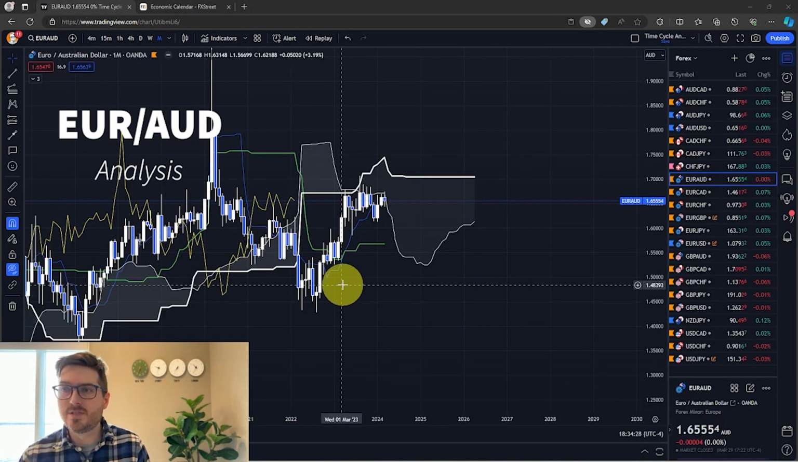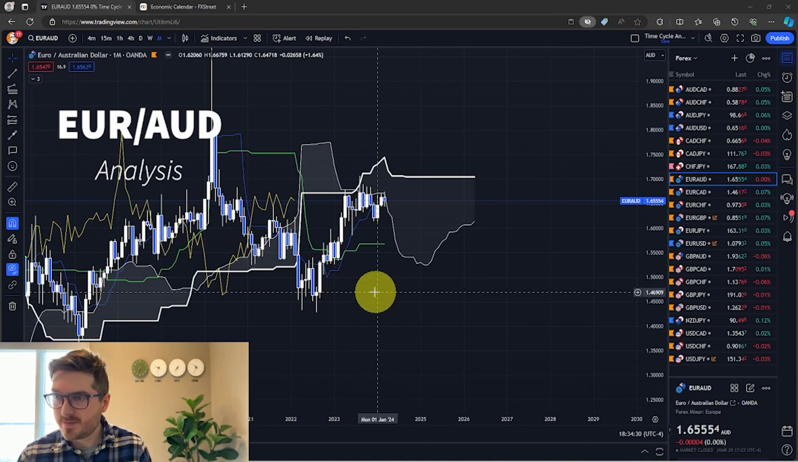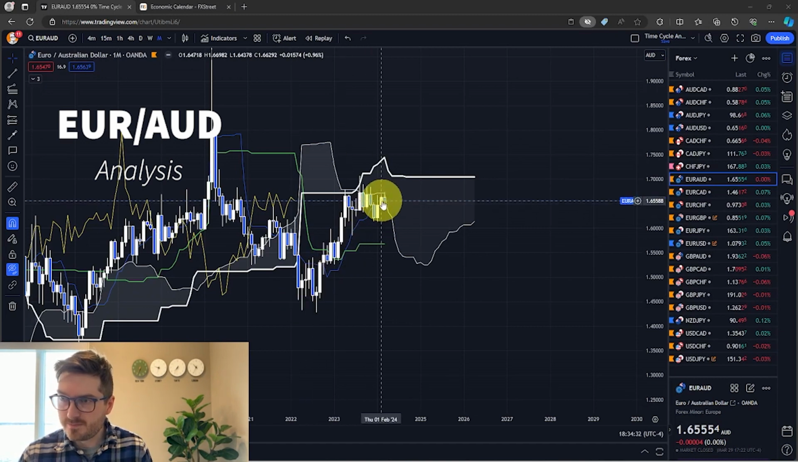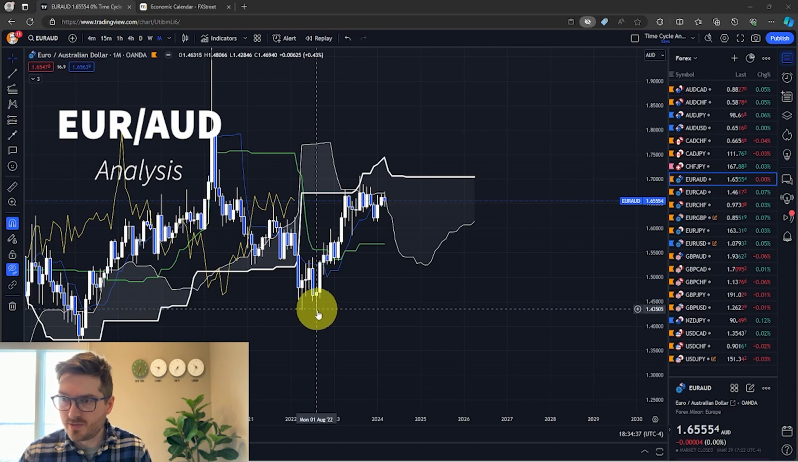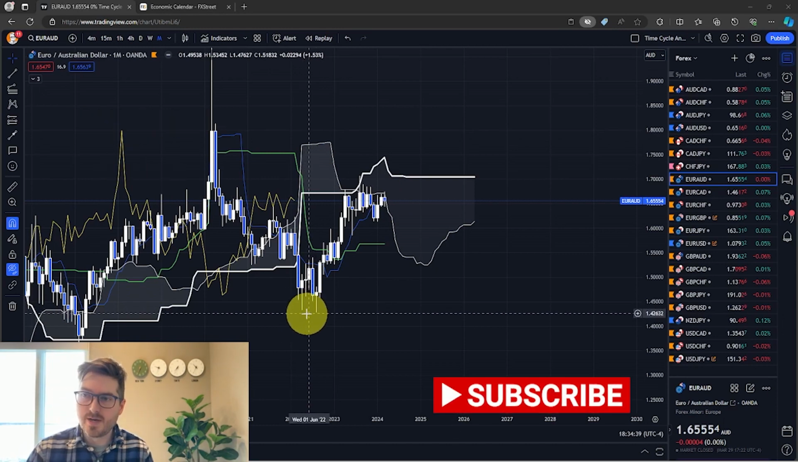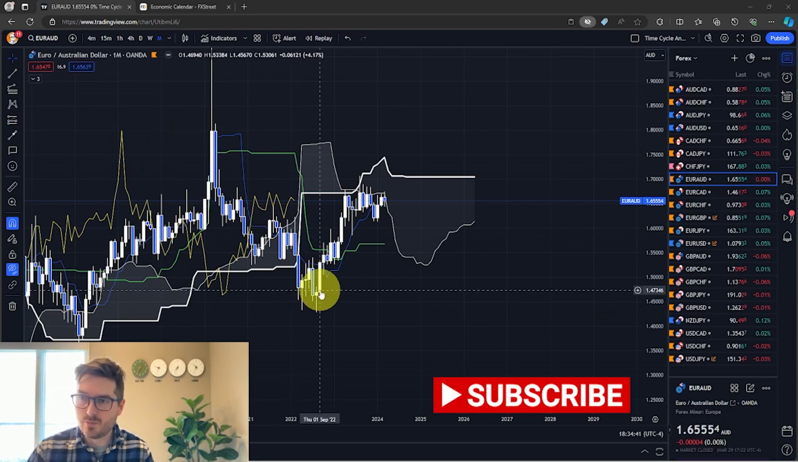Okay, Euro AUD on the monthly. Now guys, we've had a really strong retracement back up into Senko Span A. We have a tweezer top and a double bottom here. So we had price come down, boom, and then price here. So this is a double bottom.